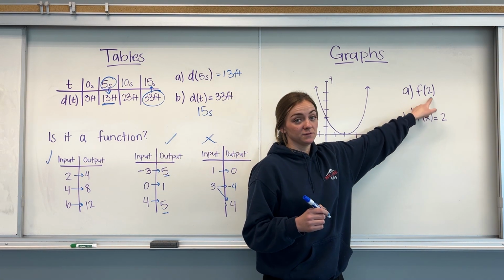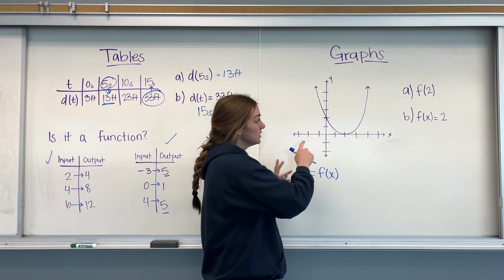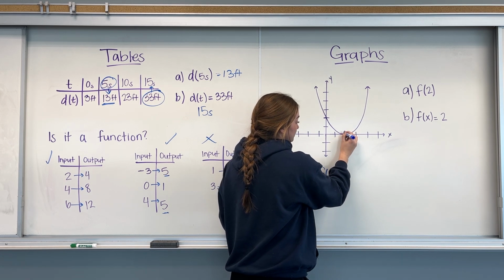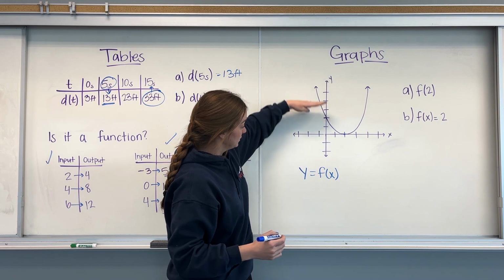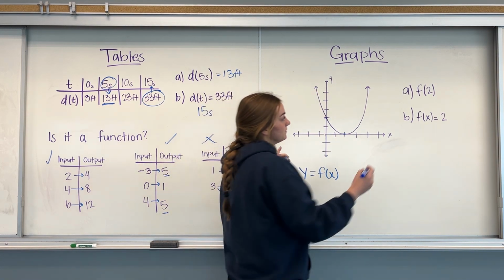If we want to find f of 2, we go to our input axis, and we go to 2. So we've got 0, 1, 2 here. Well, what is our output? We're up 0. We didn't go up any in the y direction, so our answer is 0.